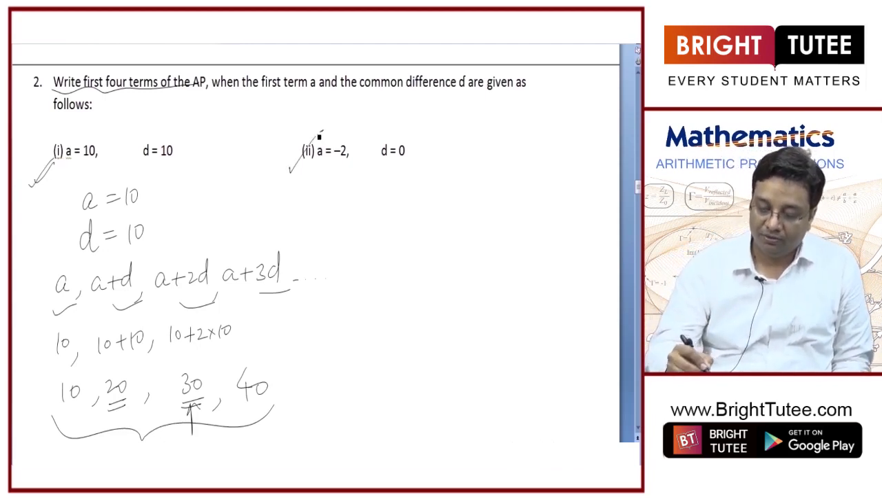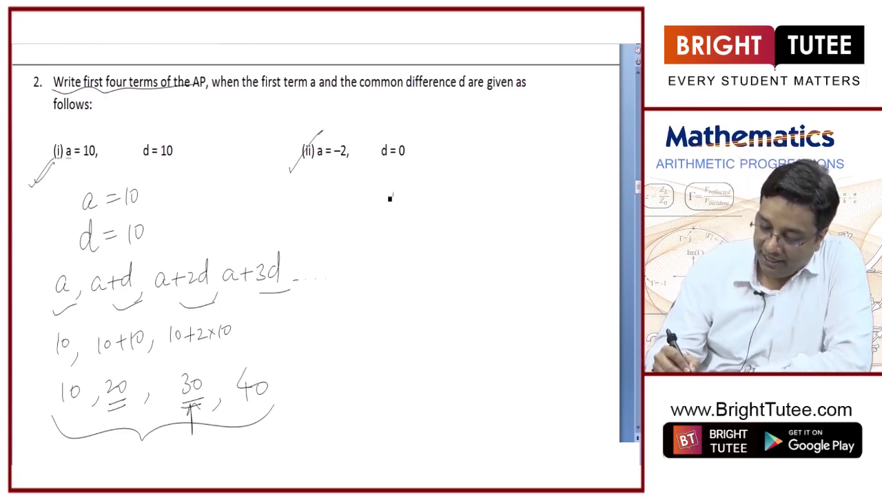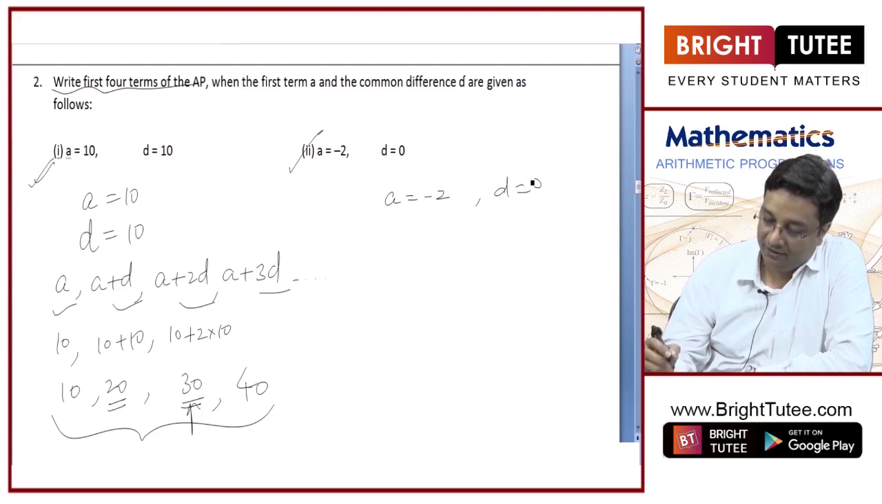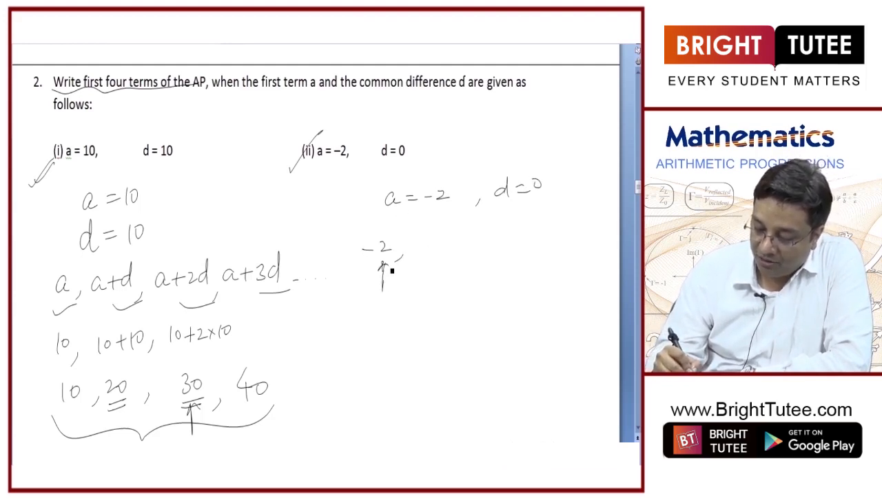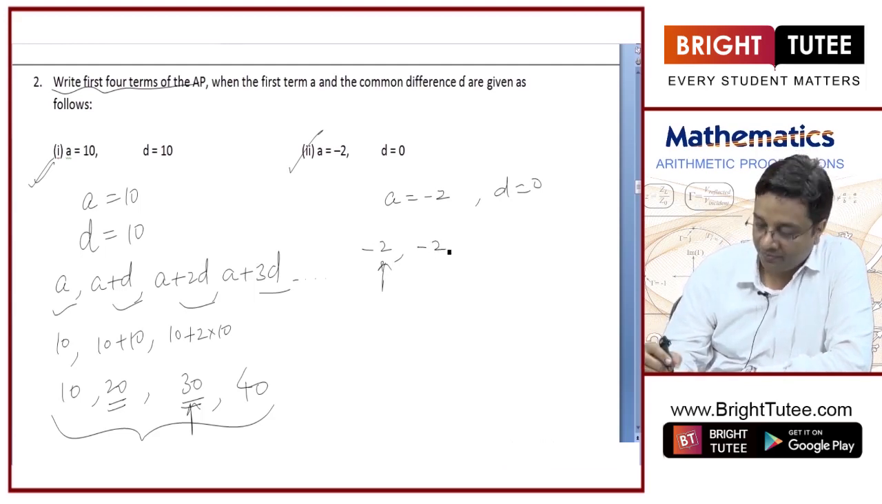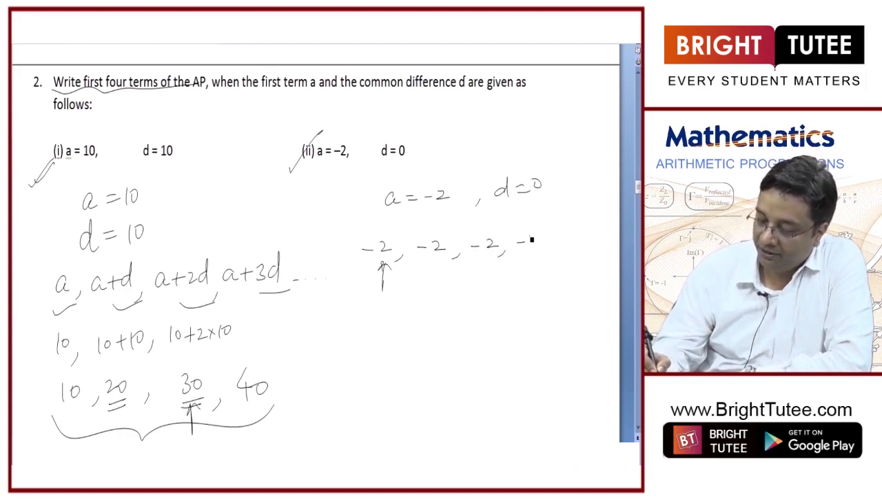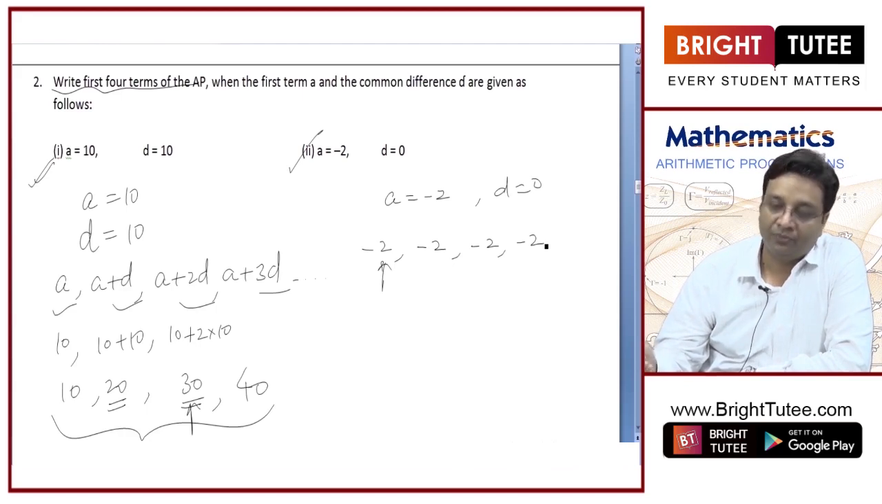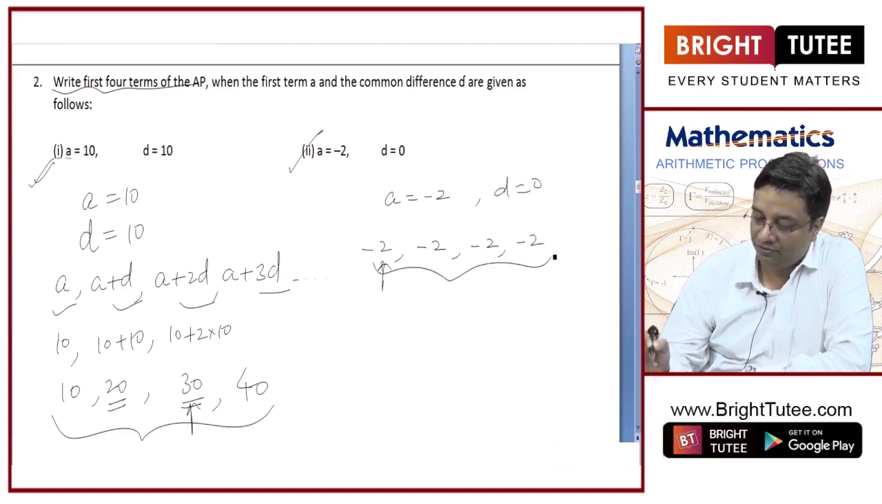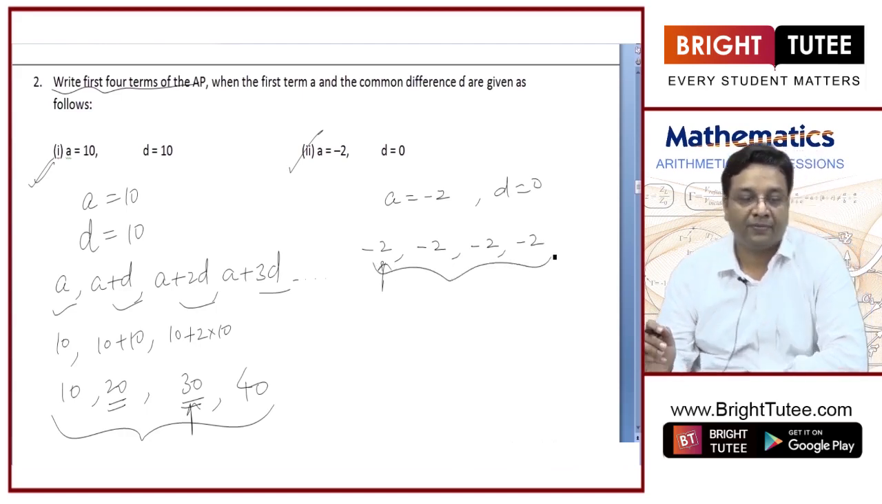So let's do part 2 now. A is minus 2 and common difference is 0, right? So first term is minus 2, and if I add 0 to the first term, I will get minus 2 as my second term also. Similarly, if I keep on adding 0, it will not change the terms. So every term of this AP is going to be minus 2. So these are the first 4 terms of this AP.